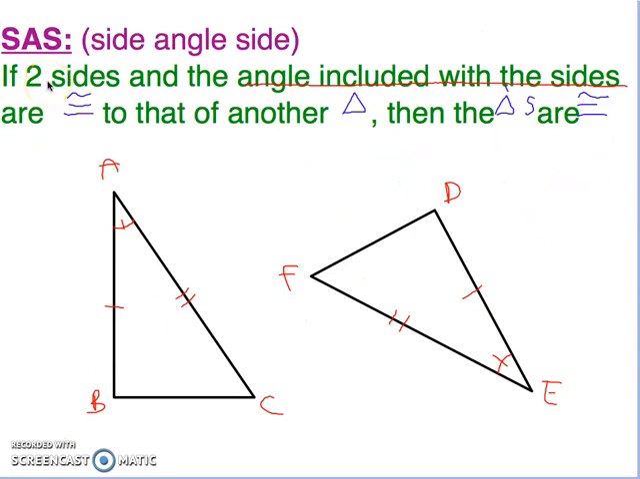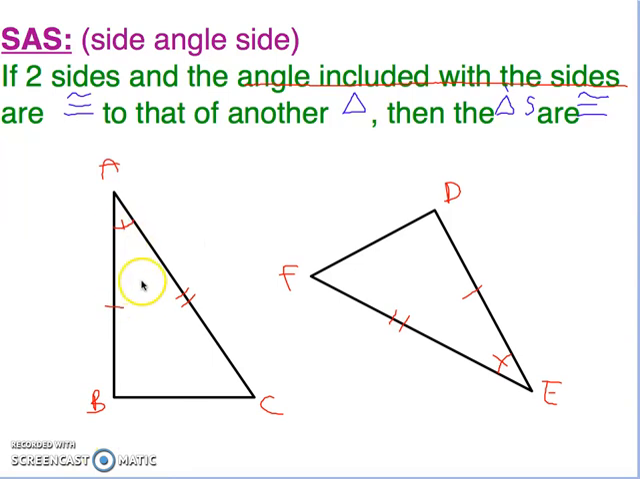The second theorem is called the side-angle-side. If 2 sides and the angle included within the sides are congruent, then the triangles are congruent. So again, what that means is if I'm trying to prove that 2 angles are congruent, if I'm given a side, an angle, and a side, I can assume that all corresponding parts of the triangle are congruent. Side, angle, side still looks like this.